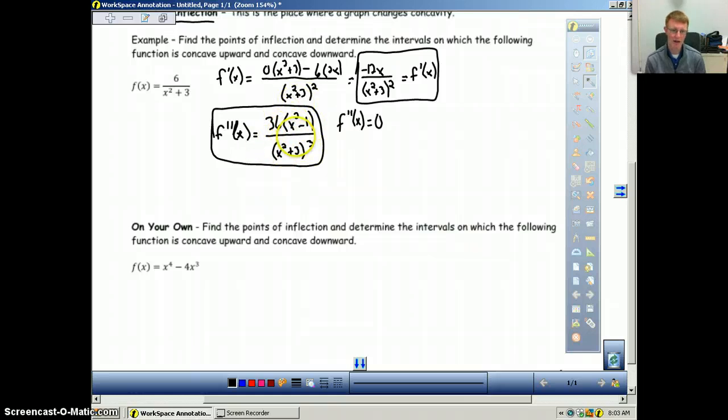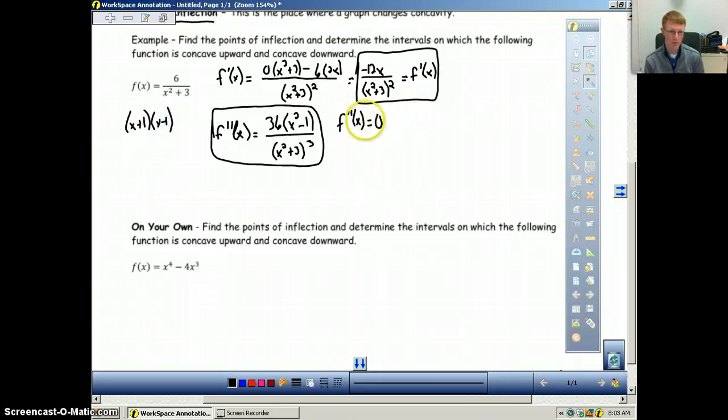Because the bottom does not mean that we're going to get zeros. Remember, for a fraction to be 0, the top has to be 0. So essentially, we're going to factor this x squared minus 1, and if you recall, x squared minus 1 will factor to be x plus 1 and x minus 1.